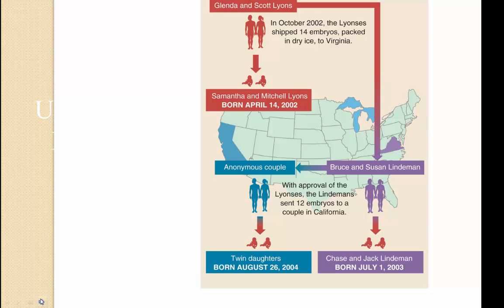So these people shipped 14 embryos to Virginia. Okay. With approval, the Lindermans sent 12 embryos to California for an anonymous couple to use. One had twin daughters, one had twin sons. So these people donated, okay, and this is a very unusual tree, so they went there, and then these people chose, and then they sent them on to be used again. So as you can see, 3 families benefited from one couple's fertilized embryos.